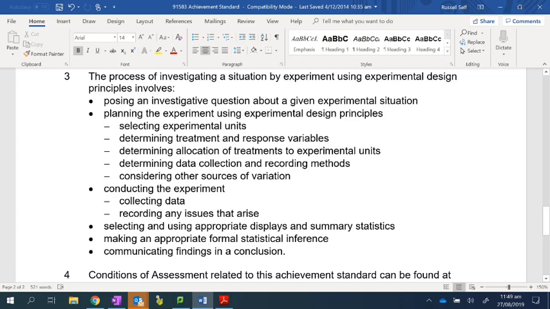And you're going to record any issues that arise, right? We're going to do a survey. Nobody wants to answer it. All I'll get back is blank paper, right? Well, that could happen to you, couldn't it? Okay. Then we're going to use the right summary statistics and displays.